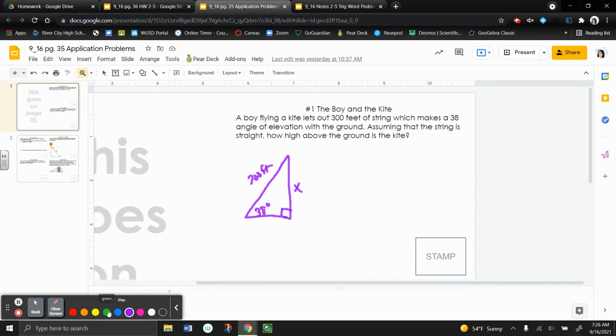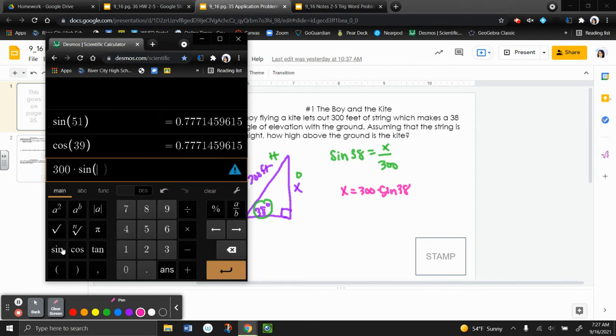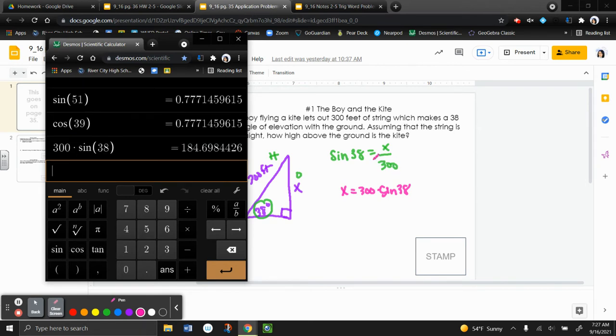So here's my right triangle. Now I'm going to use trig. Here's my reference angle. This is opposite over hypotenuse, so we're going to use sine. So sine 38 equals x over 300. Since x is on top, I'm going to multiply, so it's 300 times sine of 38. 300 times sine 38, we get 184.70.